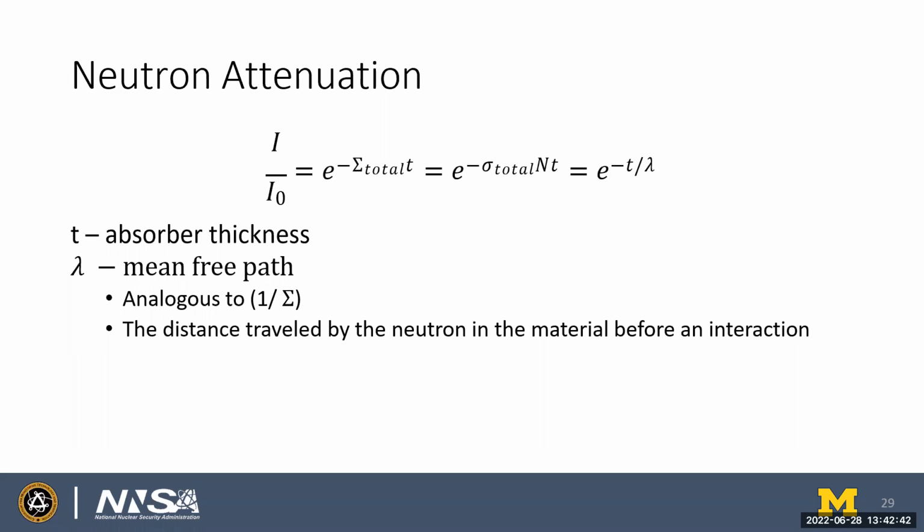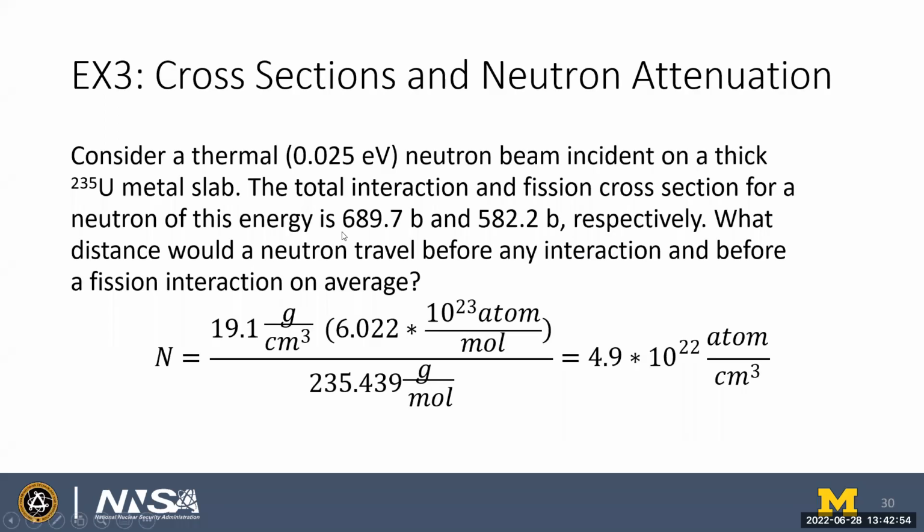So now that I've been rambling a bit on Ben's question, I hope you had some time to try out the neutron attenuation, so we'll run through that example. Given the inputs, the total cross-section of about 690 barns and fission cross-section of 580 barns for this thermal neutron on U-235, and we know the number density, 4.9 times 10 to the 22nd atoms per centimeter cubed.